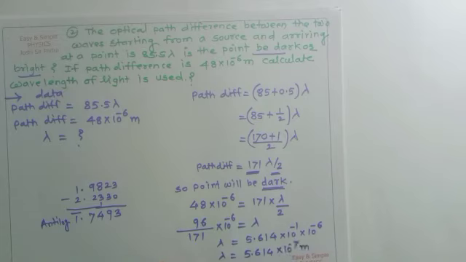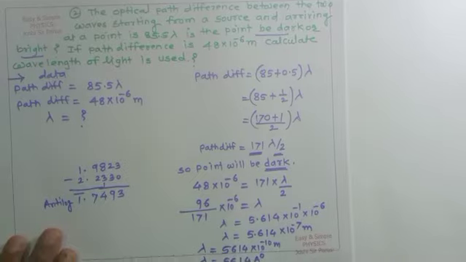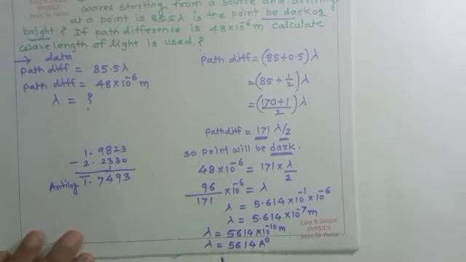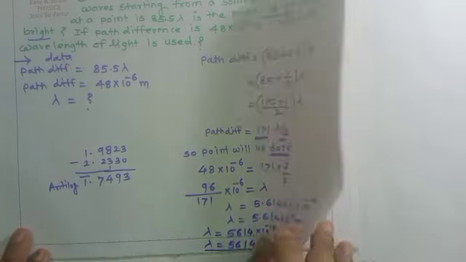And so the wavelength of light which is used will be 5614 into 10 raised to minus 10 meter. Means the wavelength will be 5614 angstrom unit. This will be the answer for the given question.